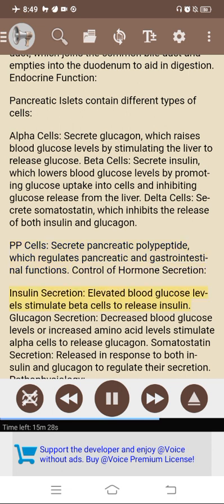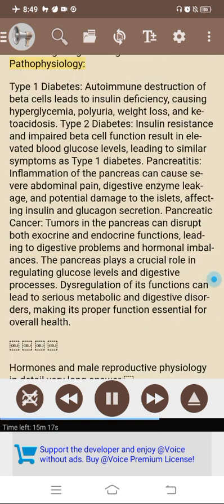Control of hormone secretion. Insulin secretion. Elevated blood glucose levels stimulate beta cells to release insulin. Glucagon secretion. Decreased blood glucose levels or increased amino acid levels stimulate alpha cells to release glucagon. Somatostatin secretion. Released in response to both insulin and glucagon to regulate their secretion. Pathophysiology.